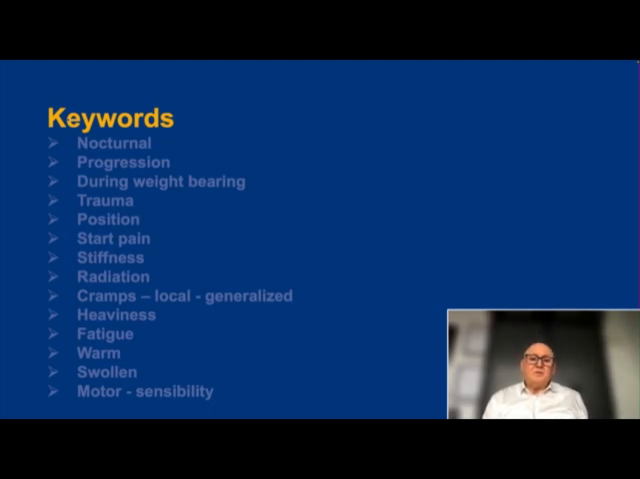Let's talk about the specific keywords that we use. Sometimes the patient uses these keywords and then we have to understand them and translate them, but sometimes the patient does not use these specific keywords and then we have to offer them to the patient. So these keywords are, for example, nocturnal. Is the pain nocturnal? Then this is very often a red flag for cancer. Is there progression? That means that, let's say that the pain started a week ago and it's getting worse and worse every day. Also, this is a red flag.